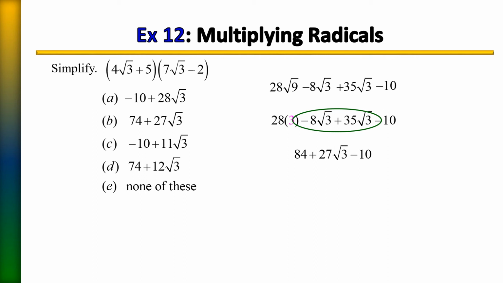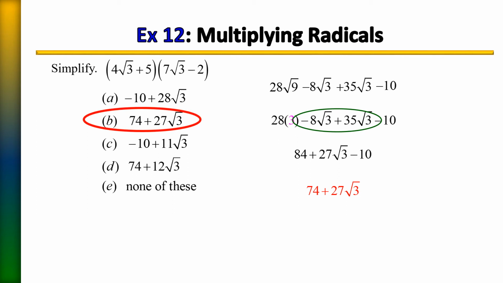The last thing we can do with this is to combine the integers. Just keep in mind, be careful, don't combine anything with this 27 radical 3, because you should consider those as one whole unit. However, you can combine these two outer numbers, 84 take away 10, these integers, to give you 74. So the final answer would be 74 plus 27 radical 3.